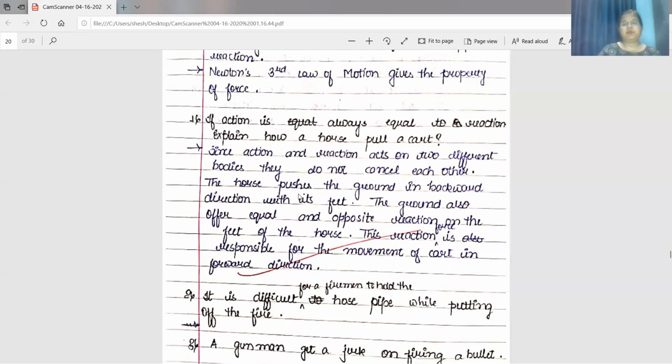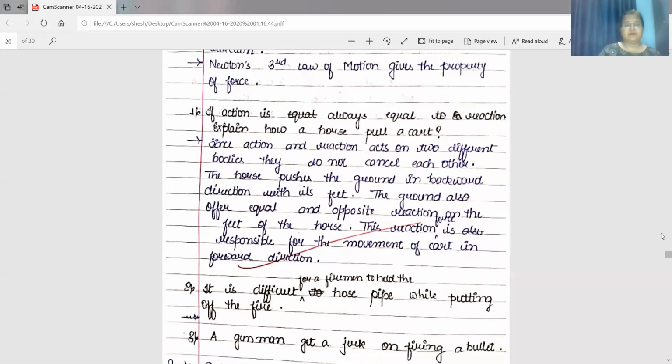The horse pushes the ground in the backward direction with its feet. The ground also offers equal and opposite reaction on the feet of the horse. And with this reaction force, the horse pulls the cart. The reaction force is responsible for the movement of the cart in the forward direction.